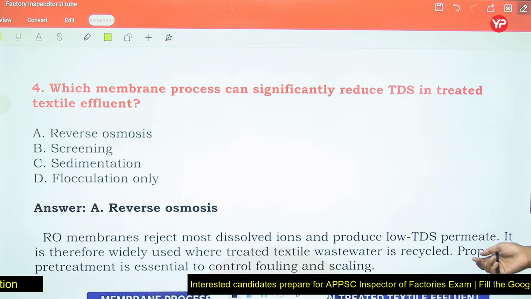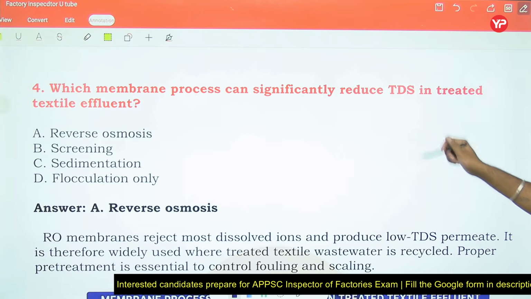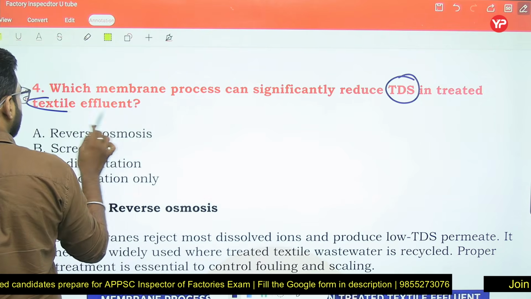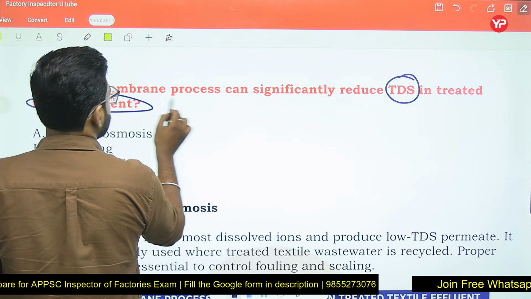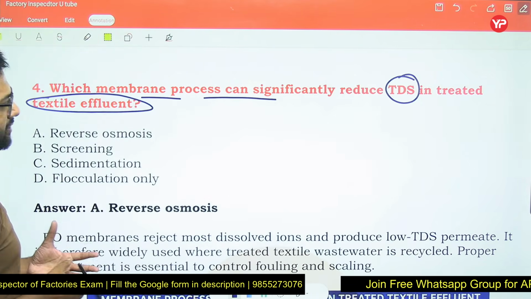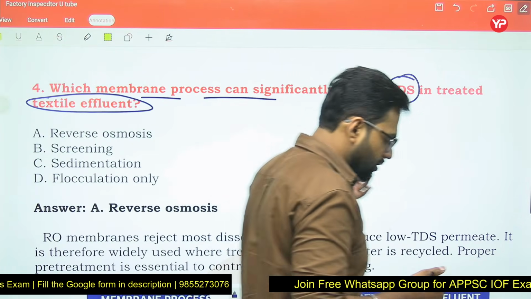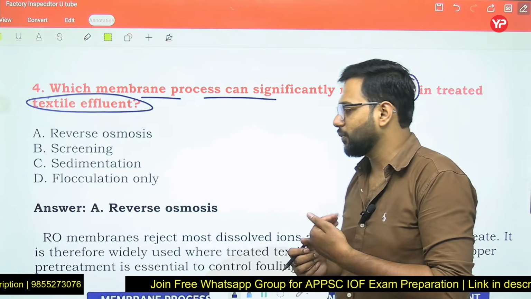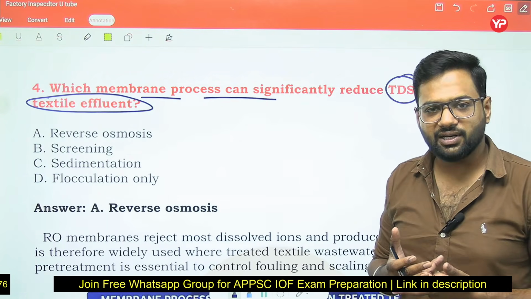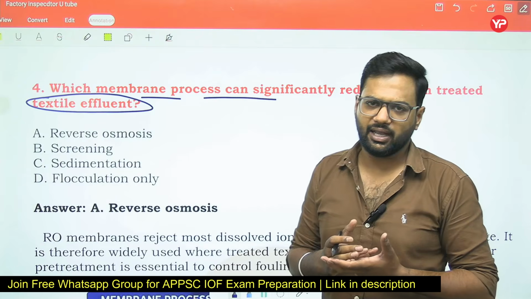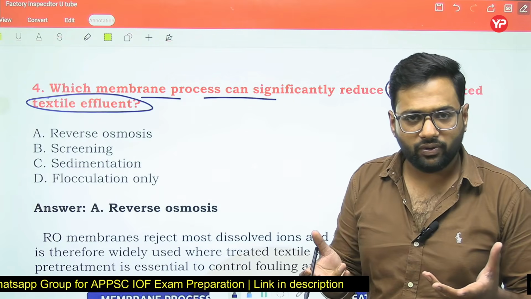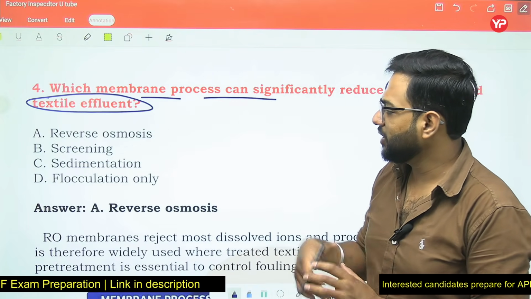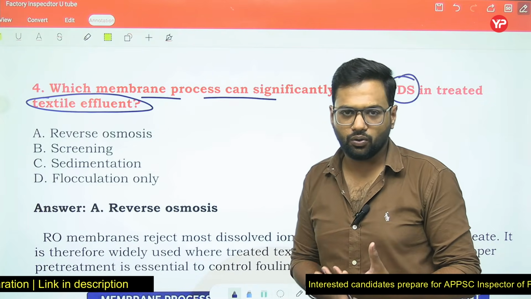Now we have question number 4: which membrane process can significantly reduce the TDS in treated textile effluent? As I discussed in question number 1, for the removal of dissolved salts we have processes like reverse osmosis, ultrafiltration, and nanofiltration. Evaporation, freezing, and electrodialysis are also methods. So we have different methods for the removal of these dissolved salts, right?